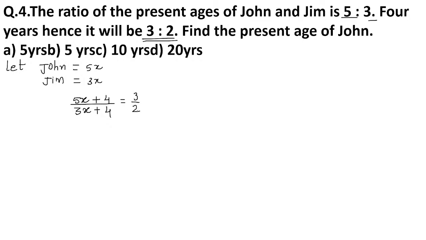Is it correct, students? Have you understood this particular step? First of all, tell me. Current age is 5x for John. Current age for Jim is 3x. After 4 years means what, students? Plus 4 on both sides, that is for John as well as Jim. The ratio becomes 3 by 2. So what to do, students?